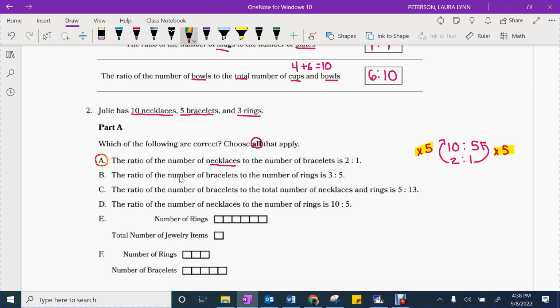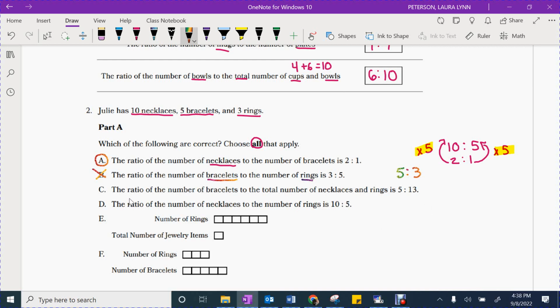says the ratio of the number of bracelets, so the number of bracelets was 5, to the number of rings. Well, there's 3 rings. Order matters. So because this sentence went bracelets first, then rings, the ratio should be 5 to 3, not 3 to 5. So part B is not an answer choice.